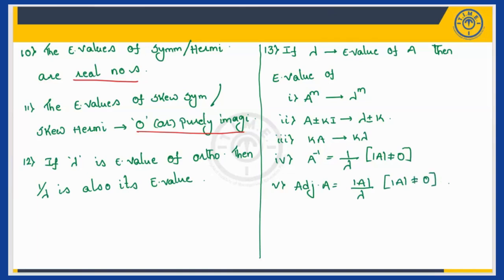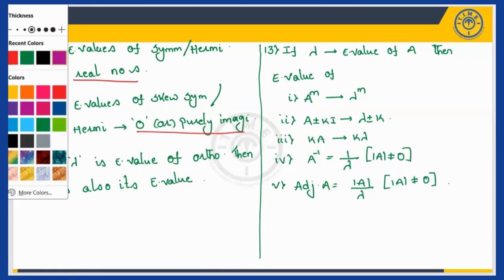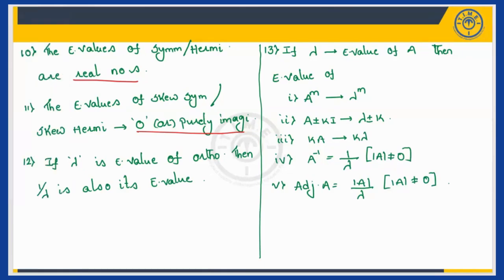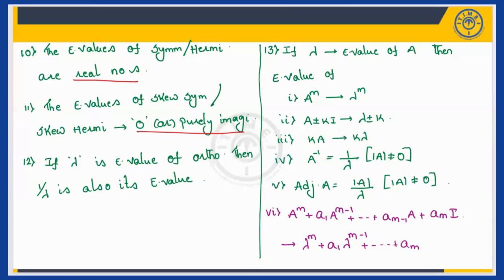And one of the most important among all these 5 subpoints is: A to the power m plus a1 into A to the power m minus 1 plus so on plus a(m minus 1) into A plus am I has eigenvalue lambda to the power m plus a1 into lambda to the power m minus 1 plus so on plus a(m minus 1) into lambda plus am.